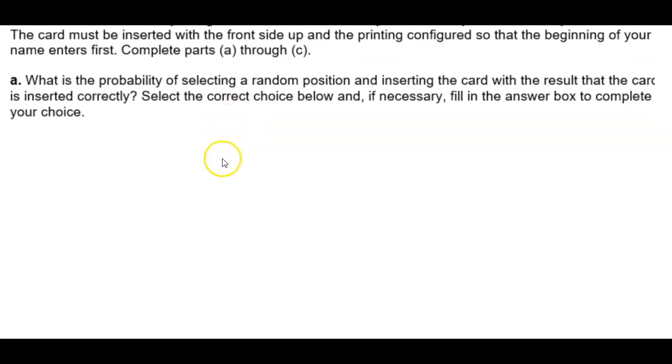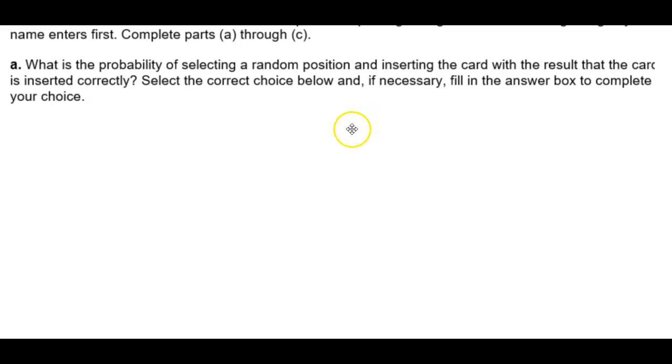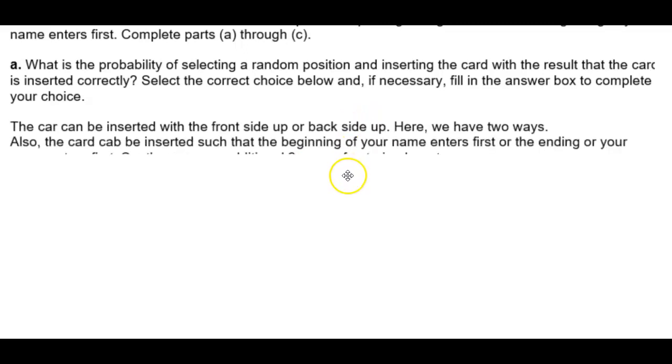Now for part A, it says, what is the probability of selecting a random position and inserting the card with the result that the card is inserted incorrectly? Select the correct choice below and, if necessary, fill in the answer box to complete your choice.